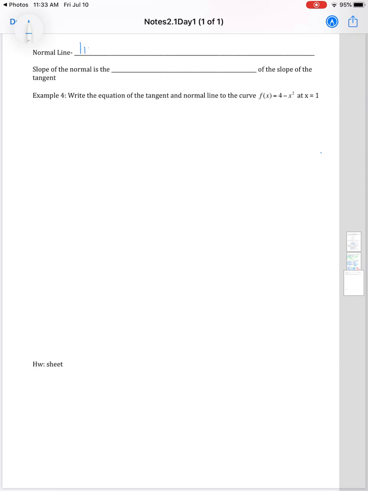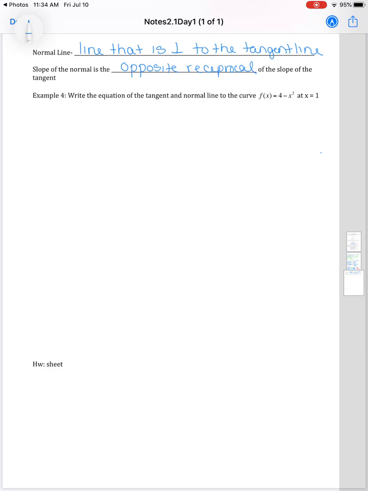But there's another line that's important. It's something called the normal line. So the normal line is a line that is perpendicular to the tangent line. Okay, so when things are perpendicular, the slope of the normal is the opposite reciprocal of the slope of the tangent. So the slopes are opposite reciprocals of each other.